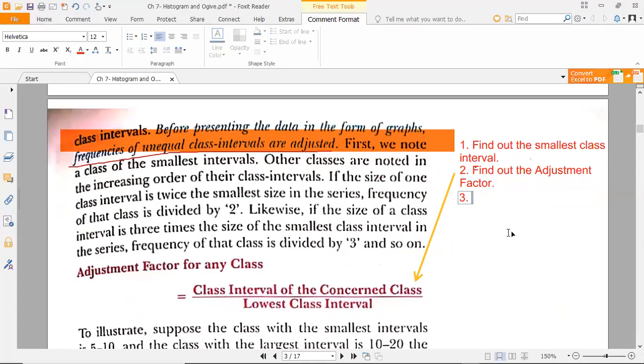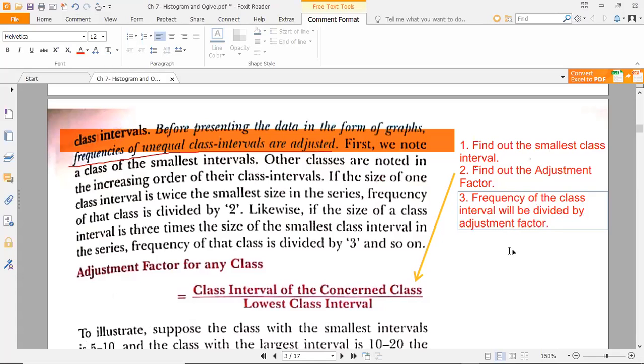Step 3 will be doing the frequency of the class interval divided by the adjustment factor. This is step 3.